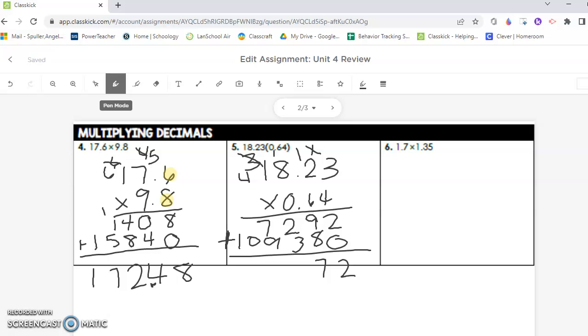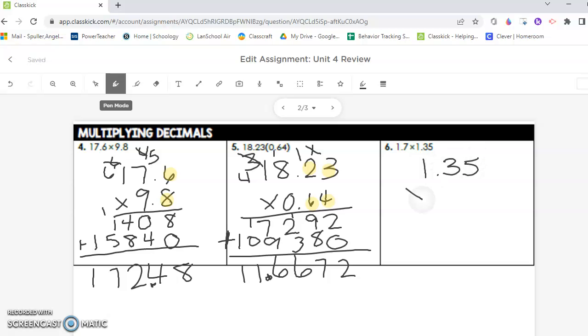2, 7, carry the 1. 5, 6, 16, carry the 1. Now, looking at my decimals, 1, 2, 3, 4. So I have to have 1, 2, 3, 4 numbers behind. Great job.